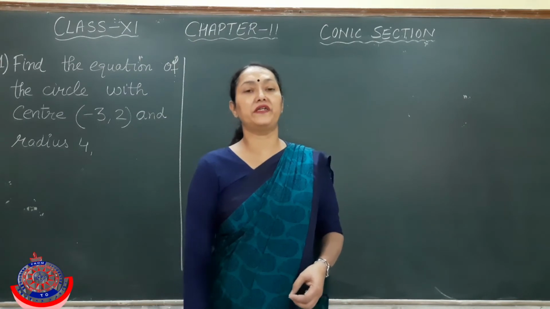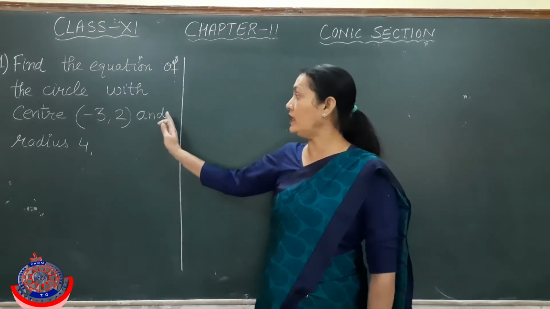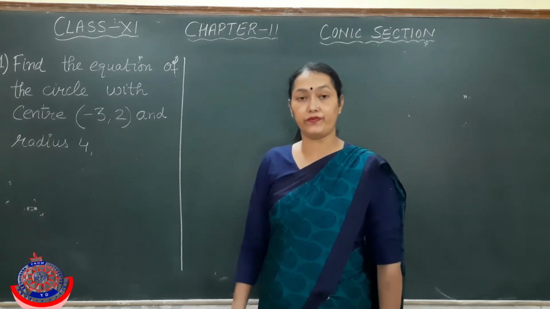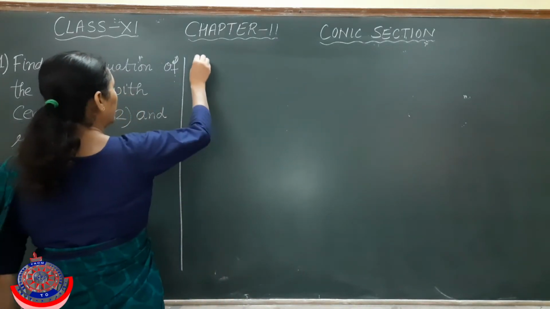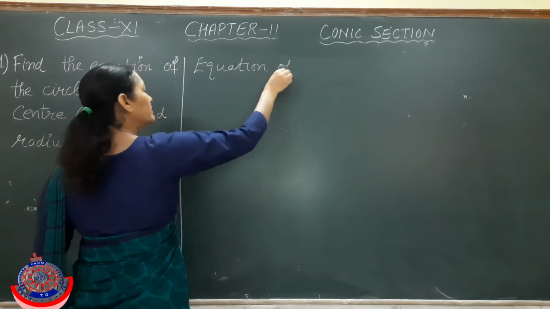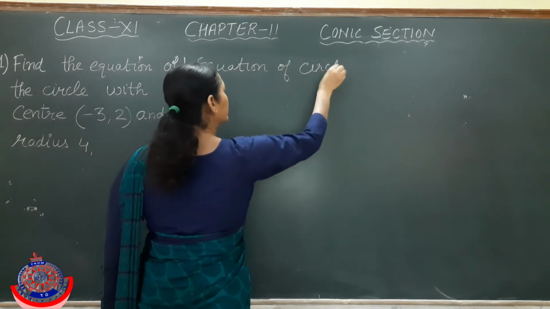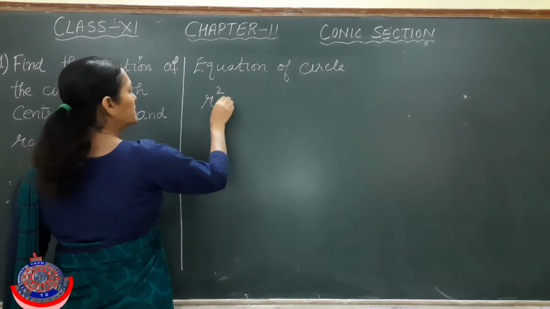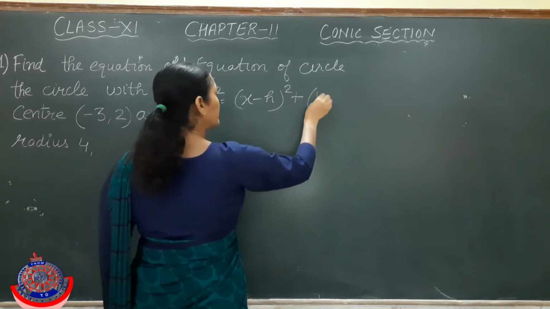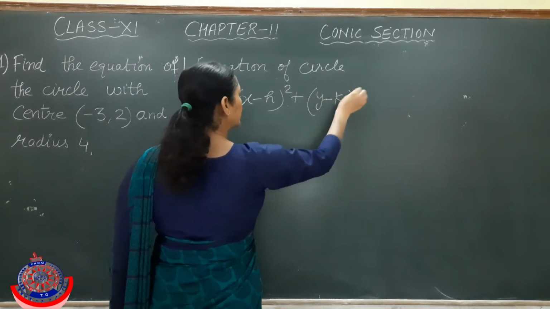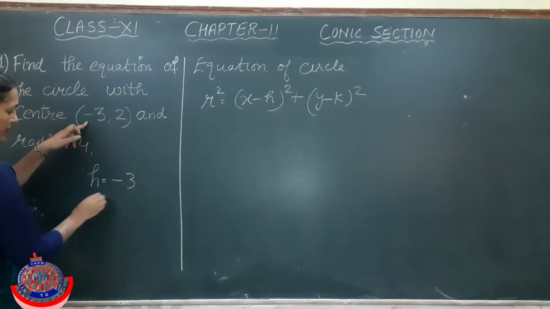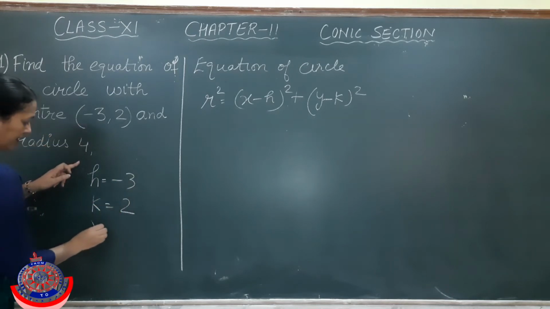The first example I have taken here, they are saying that find the equation of the circle with center given as -3 and 2 and radius is 4. What we have learned, equation of circle can be written as radius square is equal to (x minus h) square plus (y minus k) square. So according to the question, what is the value of h? h is -3, k is 2 and radius is 4.